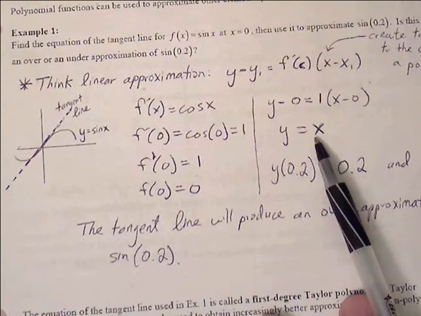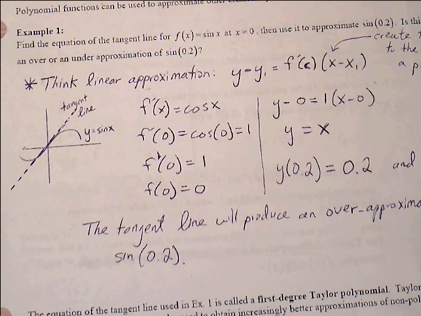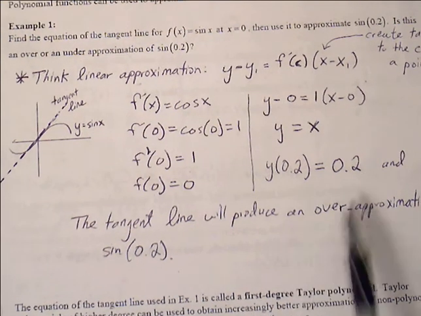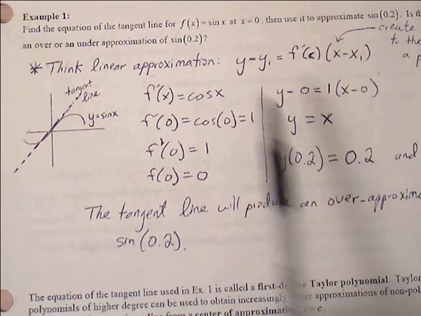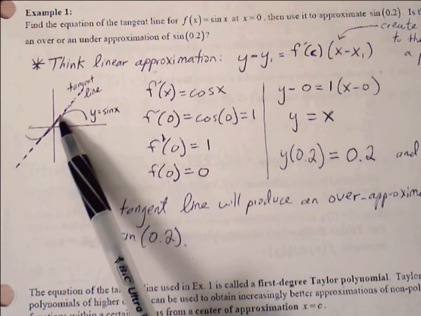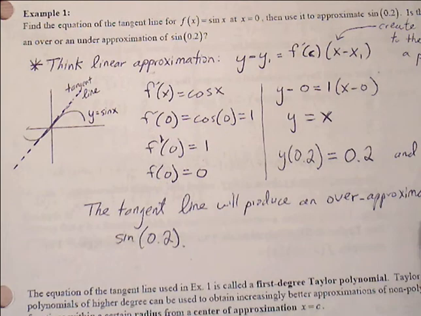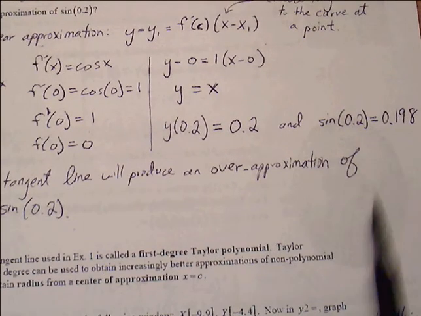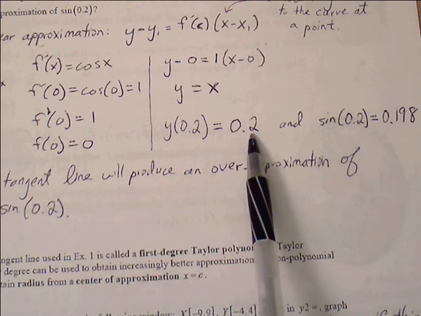If we graph that line and our curve y equals sine of x, we get something that resembles this graph. To test what values we would get, if we plug 0 into our sine graph, we get 0. If we plug 0 into the tangent line, we also get 0. So at the point of tangency, the curve and the tangent line will always share that same value. But as we move a little further out, for instance, if I plug 0.2 into sine, I'll get 0.198. And if I plug 0.2 into the linear function, I'll get 0.2, which is pretty close.